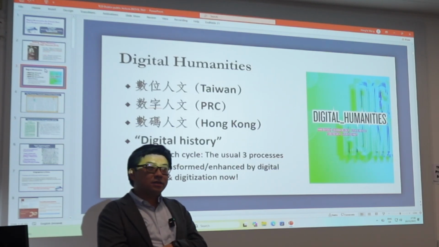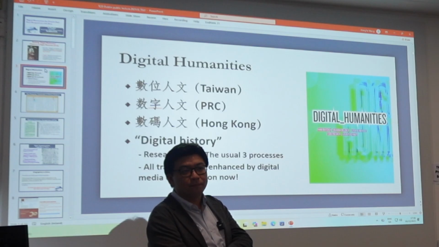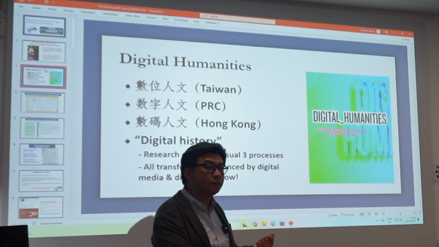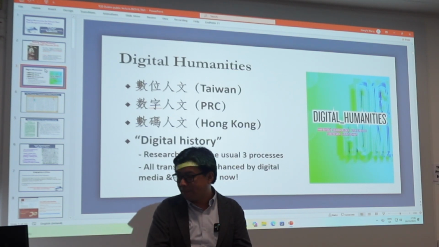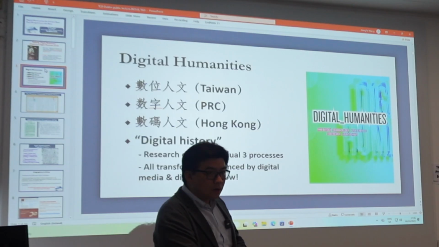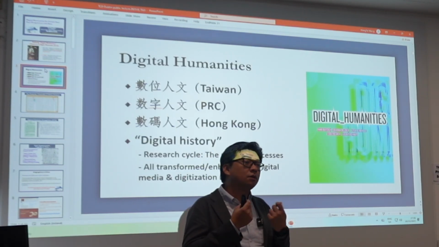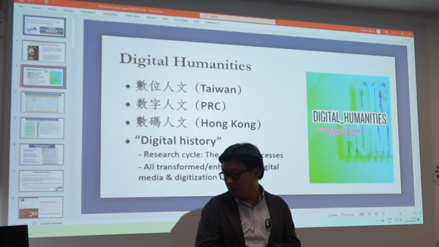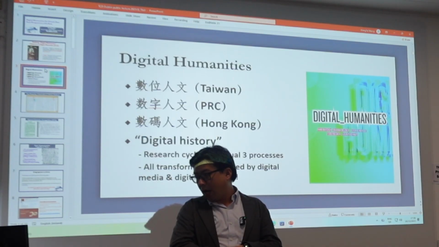And of course, this is not just on the surface. The projects and the sorts of data sets that scholars and institutions have been working on also vary quite a bit. Some scholars also call this mode of inquiry digital history, especially when it comes to historical research, learning about history.